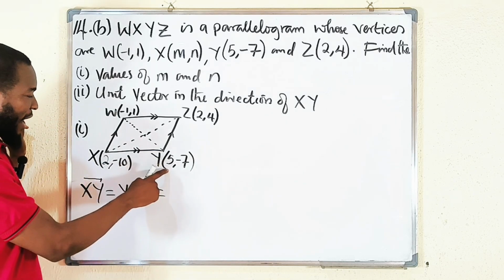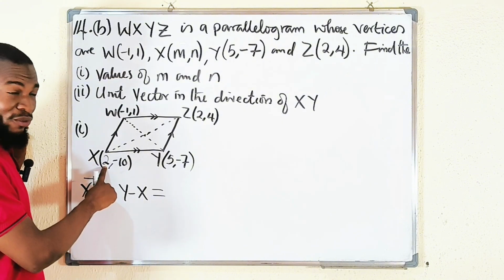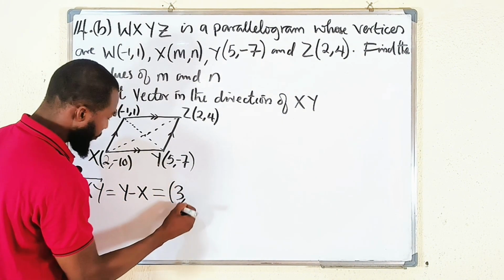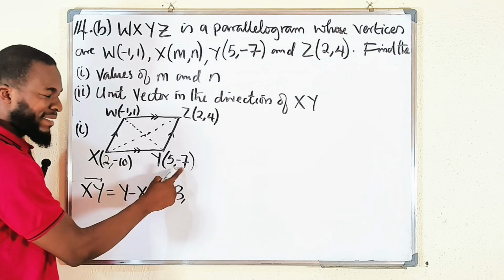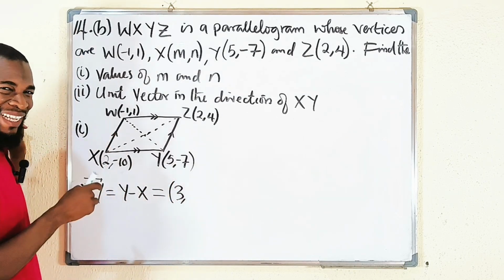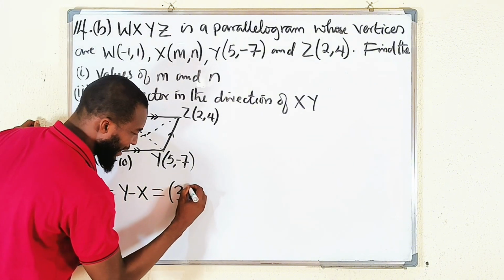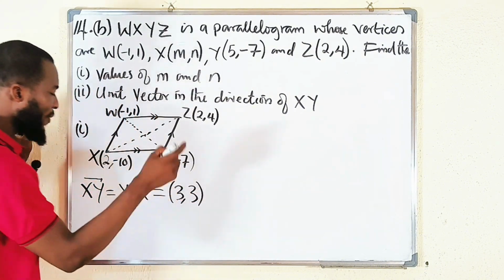All right. 5 minus, I'm going to do that directly. 5 minus 2 will give us 3. Minus 7 minus 10. It is going to be minus 7 plus 10, which is also 3. We are done with this one.